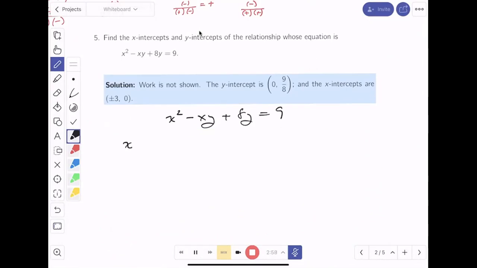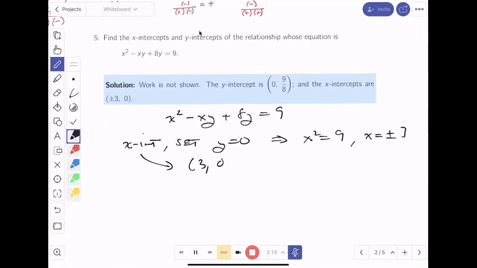And to find an x-intercept, what I have to do is just set y equal to 0, which is fairly simple to do. What would this give me? X squared equals 9. So I'd actually get 2 points. And why is that? X could be plus or minus 3. So what are the x-intercepts? 3, 0, or minus 3 comma 0. So I got the x-intercepts.